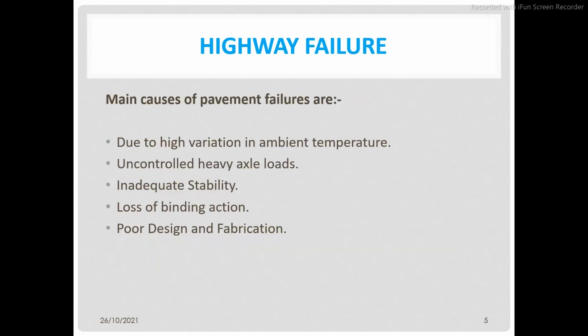Now we are going to deal with highway failures and what are its main causes. The main causes are as follows: the first cause is the high variation in ambient temperature. The second is uncontrolled heavy axle loads. Third is inadequate stability of the pavement. Fourth is the loss of binding action. And the fifth and last is poor design and fabrication.